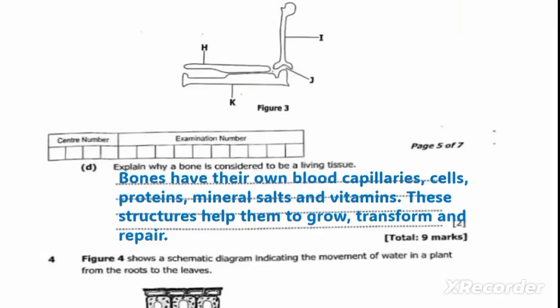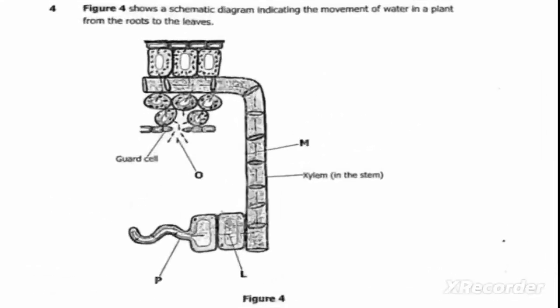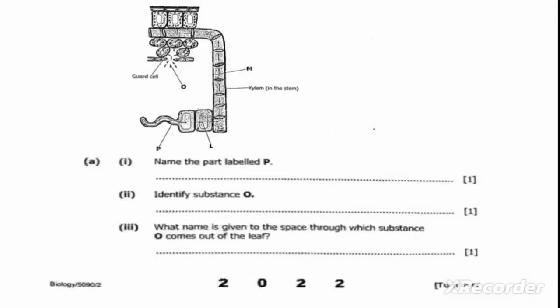We now shift to the next question, which is question 4. The question reads, figure 4 shows a schematic diagram indicating the movement of water in a plant from the roots to the leaves. So this one is showing the movement of water in a plant from the roots to the leaves. Question 4A, Roman numeral 1.